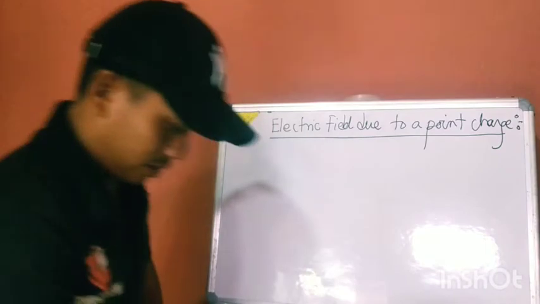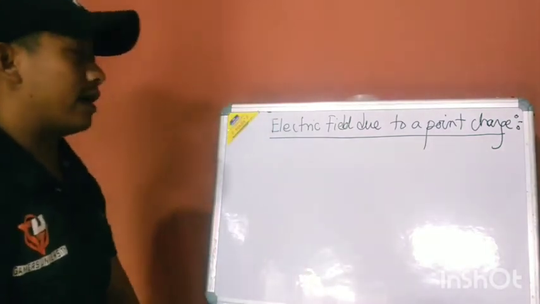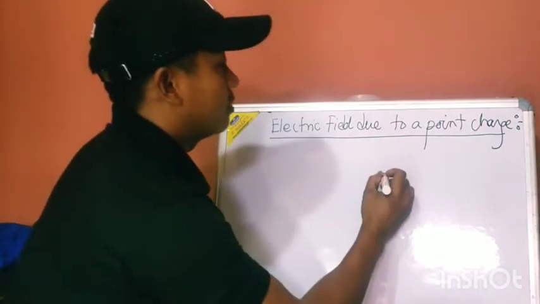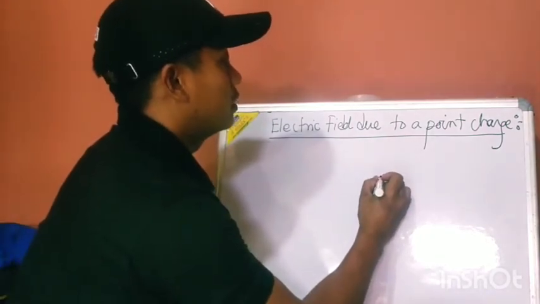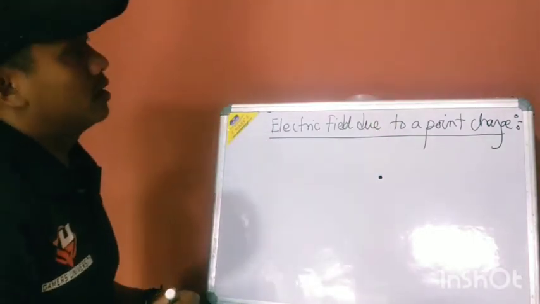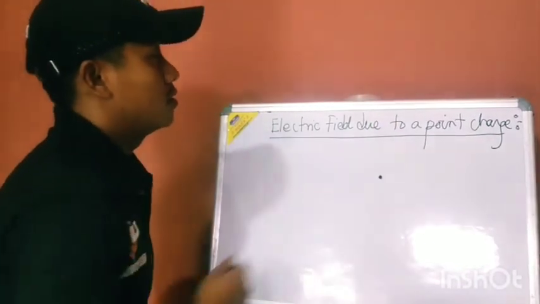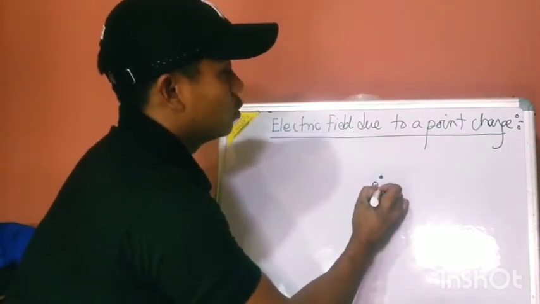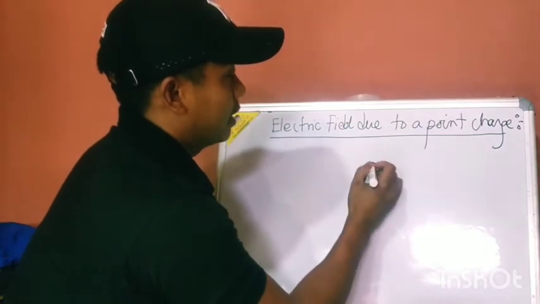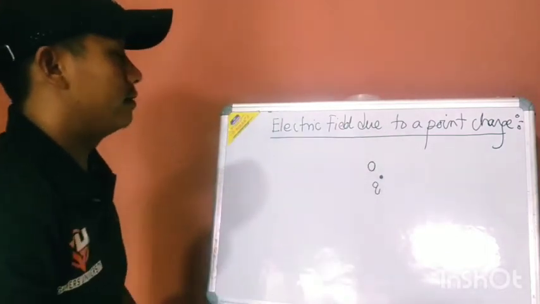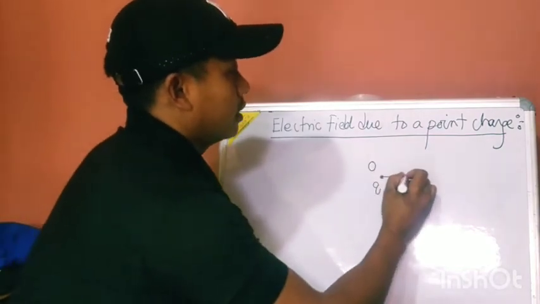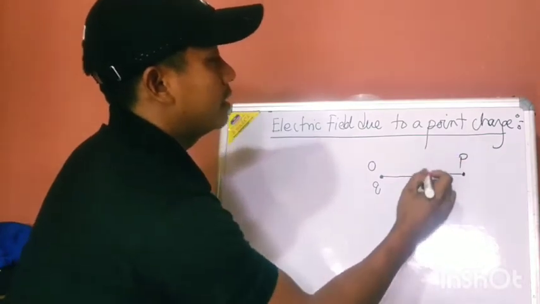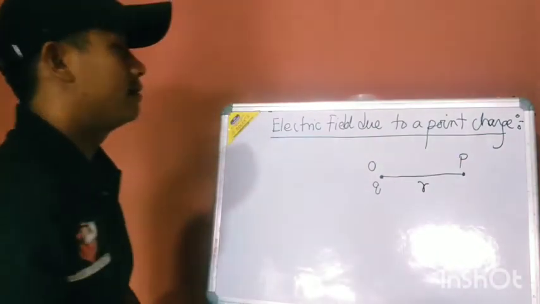Actually, this is a small derivation, a very short derivation, and you will need a particular diagram. As the name suggests, there should be a point charge. Let us say the point charge is Q and it is kept at the point O. Then at the distance R, let us take a point P.